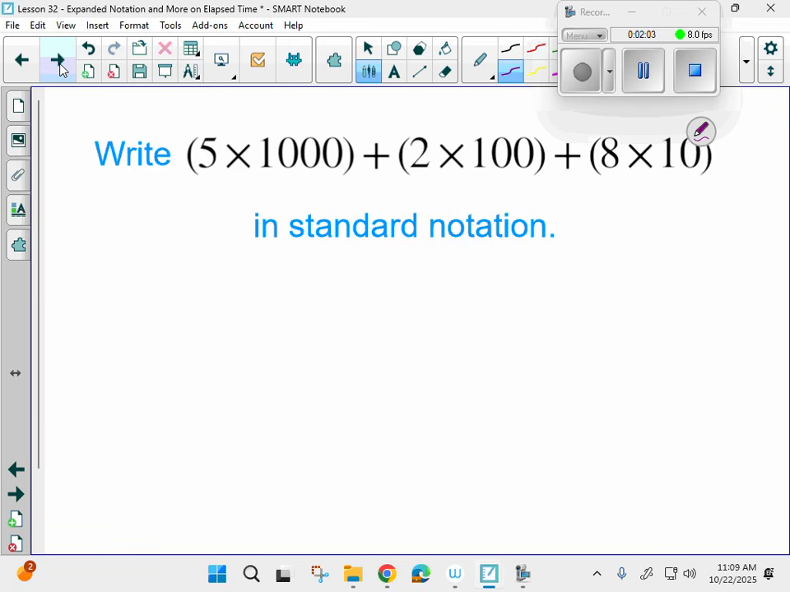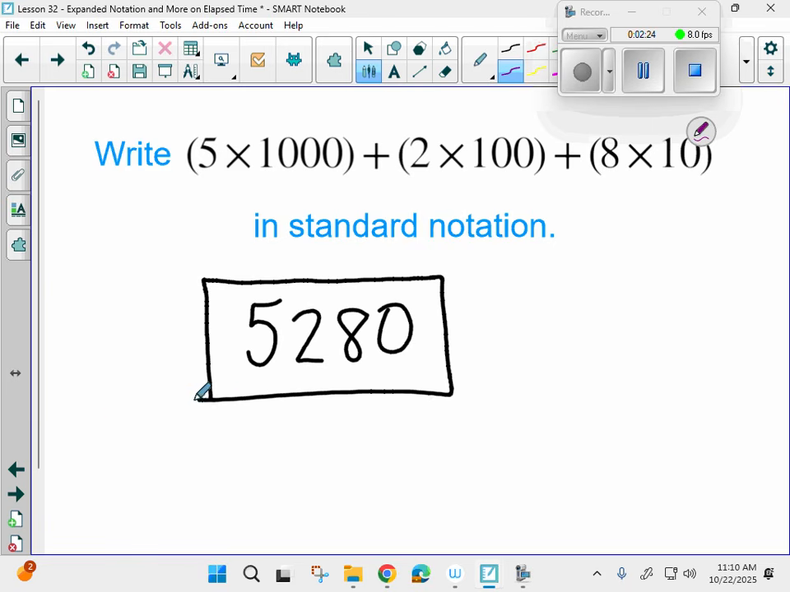Okay. So the 5 is in the thousands place because 5 times 1,000 is 5,000, right? And the 2 is in the hundreds place. So that would be 200, which is the next number. And then 8 is in the tens place for 8 times 10. So 80. 5,280. Okay. Yeah, it is. So that's how many feet are in a mile. All right. So that would be your answer in standard notation.